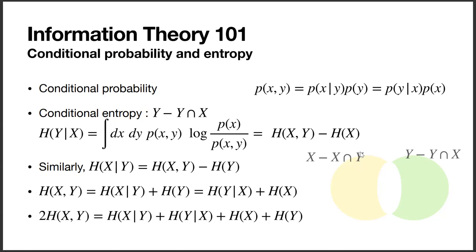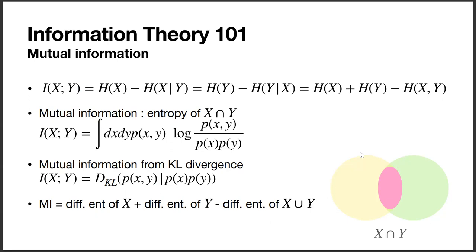Using a Venn diagram, you can see that if the left circle denotes the entropy of X and the right circle denotes the entropy of Y, then the conditional entropy is this yellow and green part. They just omit the intersection part, and this intersection part is what is called mutual information. Mutual information is basically the entropy of X minus the conditional entropy given Y.